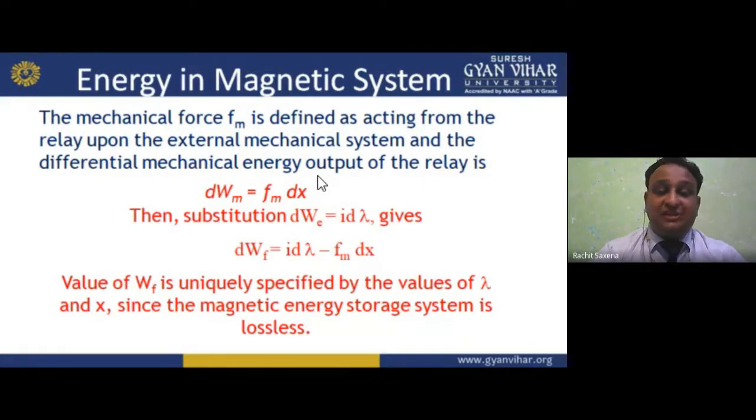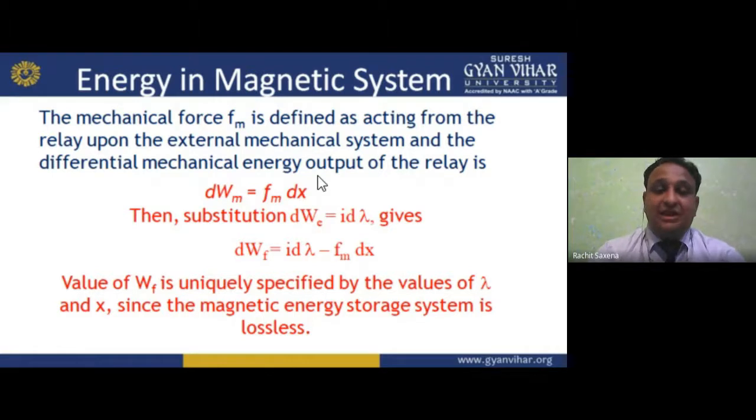Now, if I'm talking about the energy in a magnetic system, the mechanical force Fm is defined as acting from the relay upon the external mechanical system. So we have the external mechanical system, and the differential mechanical energy output of the relay, dWm, is equal to Fm dx, due to the magnetic system, the magnetic field.